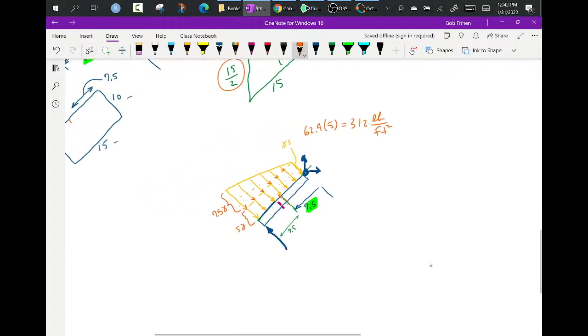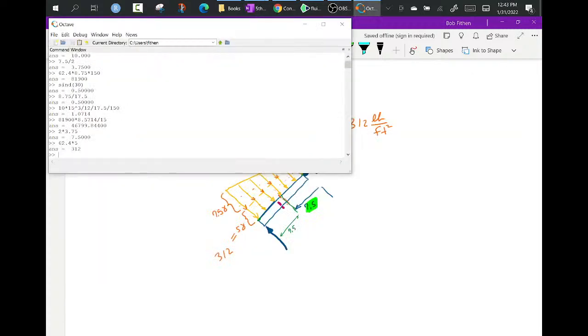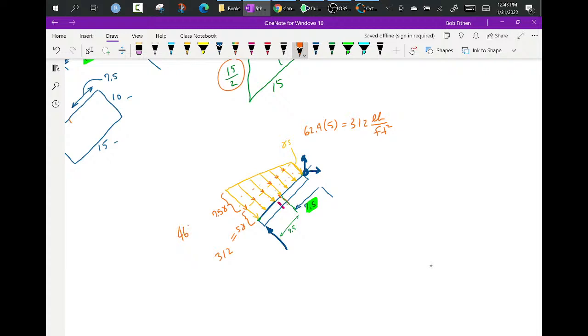Let me find these values, because that's still 312. This time it's 7.5 times 62.4, which is 468. Now I'm going to do something interesting and say, hey, wait a minute.